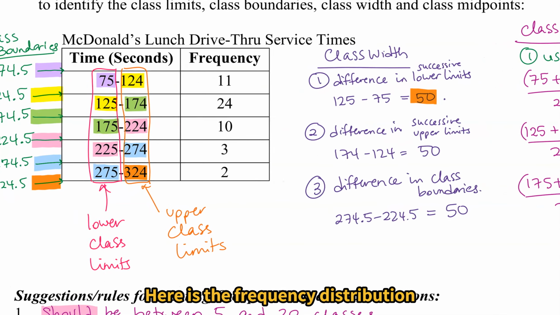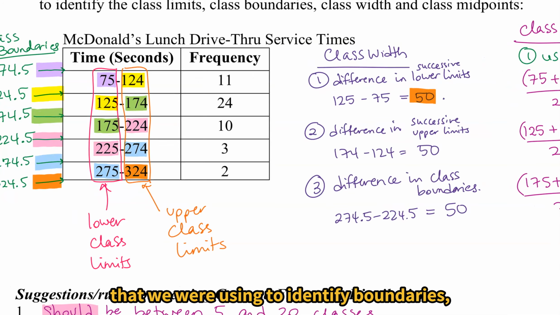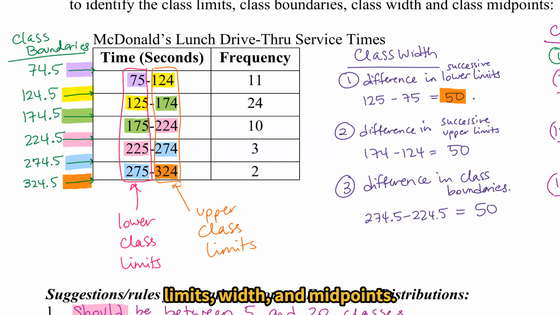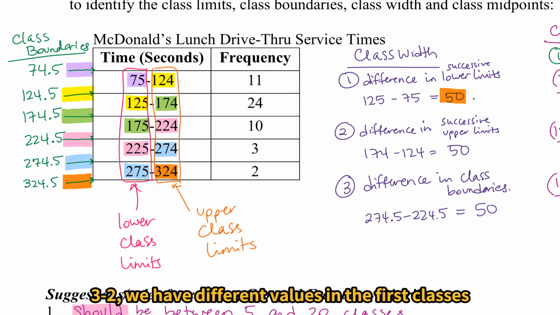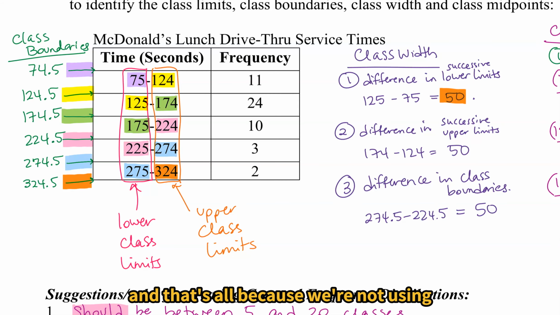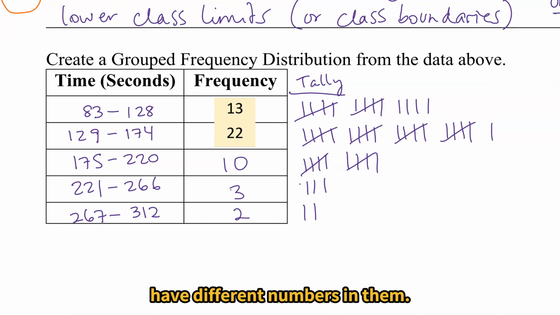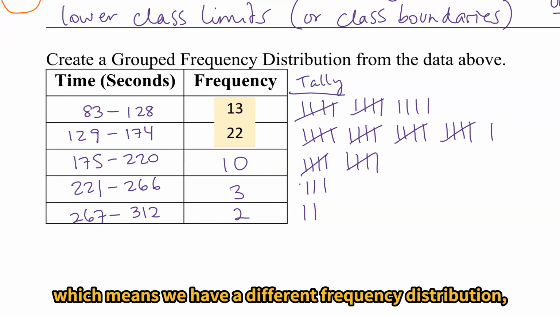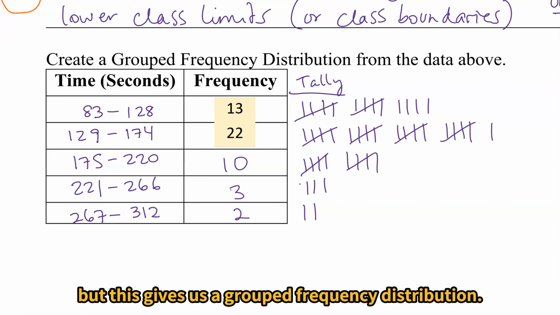take a look. Here is the frequency distribution that we were using to identify boundaries, limits, width, and midpoints. And we can see here 11, 24, 10, 3, 2. We have different values in the first classes, and that's all because we're not using the same class limits. And that's okay. So the first 2 classes have different numbers in them. We're shifting things around. We have different class values, which means we have a different frequency distribution.